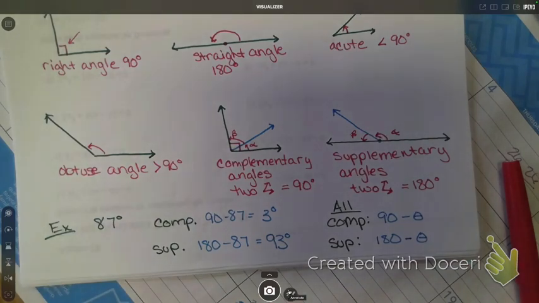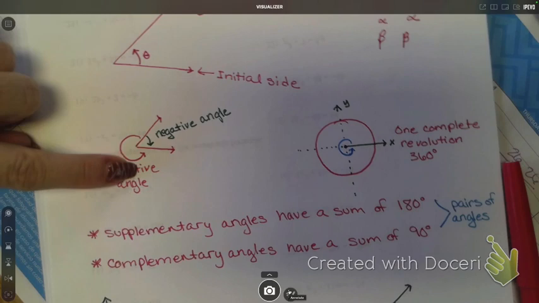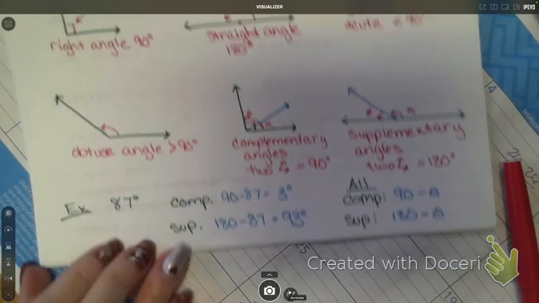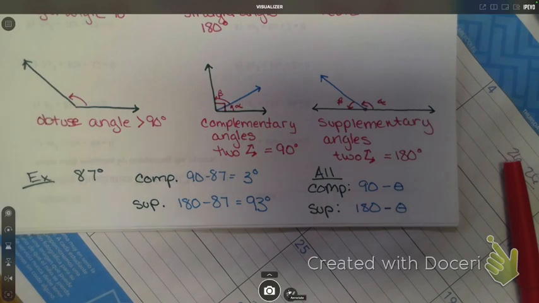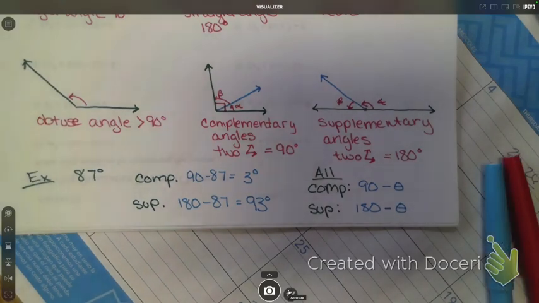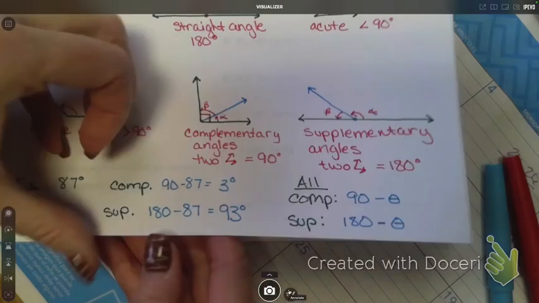Now, did I say it had to be positive? Nope. What if I had 200? What would be my supplementary? -20. Can you have a negative angle though? Yep, because remember, if you go the opposite direction, we can have a negative angle now. Can I have a negative angle in a triangle? No. But when I take that into the real world in an application problem, can I have a negative angle? Yes. Okay. A lot of vocabulary today, just to refresh all of that for you.